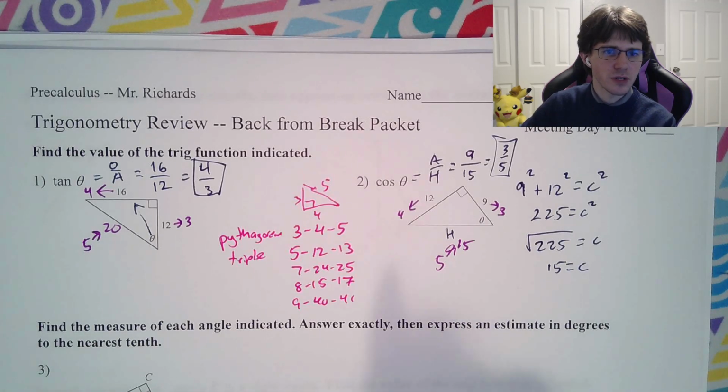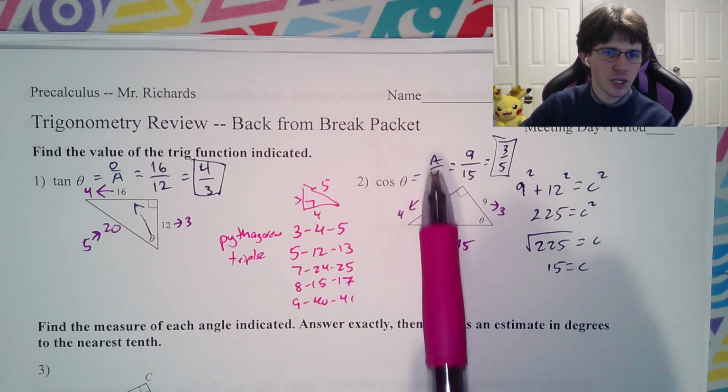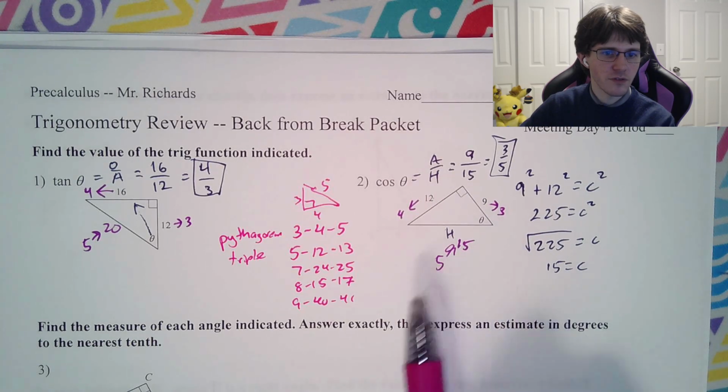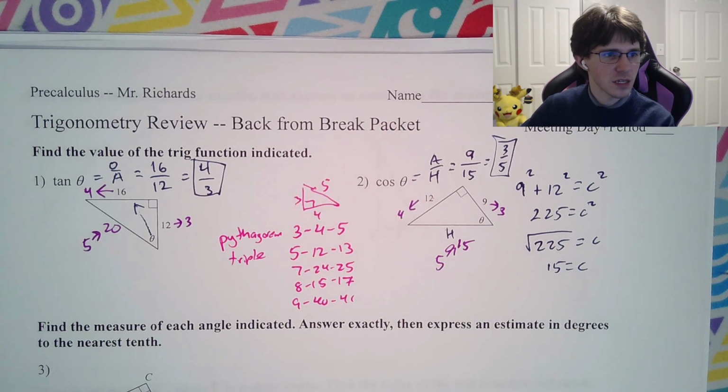Oh, and what I was saying earlier with the reduced one, if I had gone to my cosine, the adjacent over hypotenuse, I could have jumped right to the 3 over 5, and I didn't even really need to find that C hypotenuse.